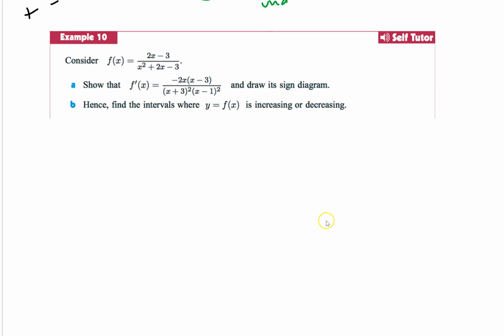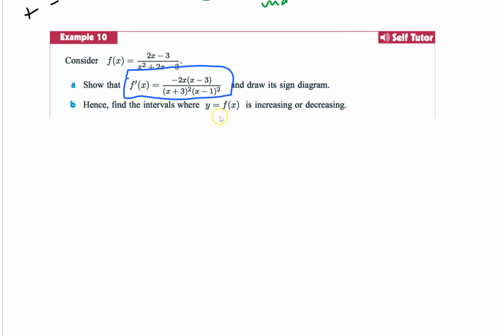Okay, let's talk about this. Look at this fancy, ugly thing, right? How do we find the sign chart for increase and decrease on this monstrosity? Well, first step is a little review. Show that using quotient rule that your derivative equals this, and draw a sign diagram. Again, IB does this because in case you don't know how to take the quotient rule, you can still do the second part by doing this. And we're actually going to skip to show that part. We're just going to do this because of time and find a sign diagram.